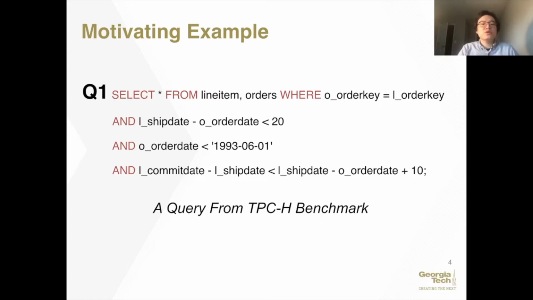After doing the join, this query applies three additional predicates on the joined table. The first predicate is ship date minus order date less than 20. The second predicate is order date happens before 1993 June 1st. And the last predicate is commit date minus ship date is less than ship date minus order date plus 10.